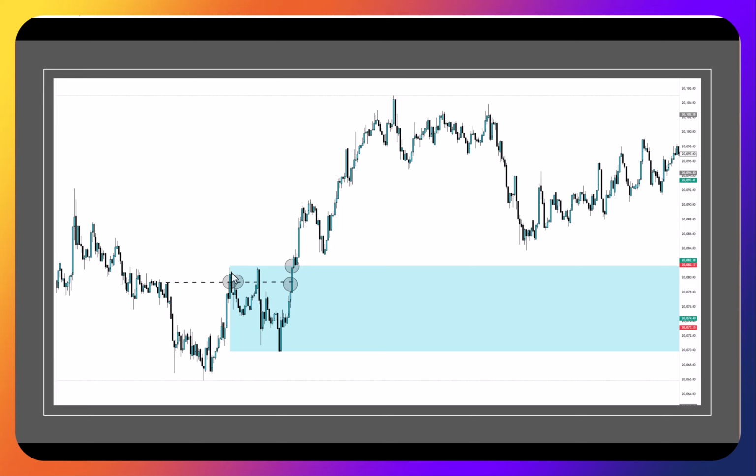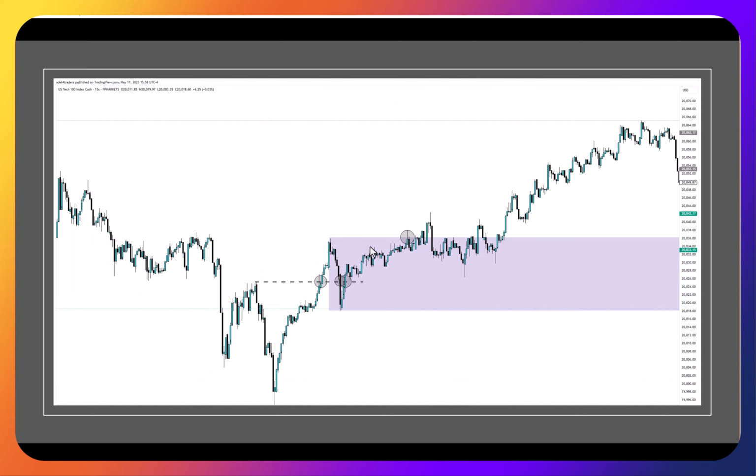Later, it breaks itself. 1, 2, 3, 4, right? So 1 up, 2 down, 3 again up, breaking itself. It is not enough yet. It must break a higher high here. Okay, this is our FTR zone.